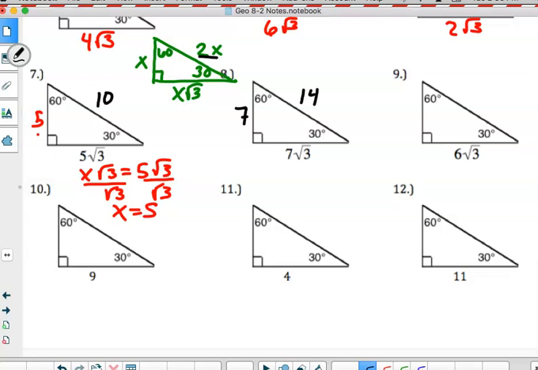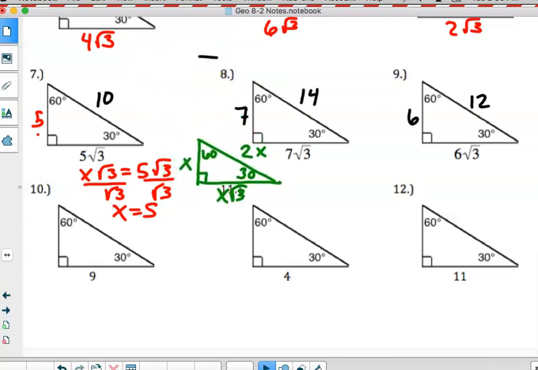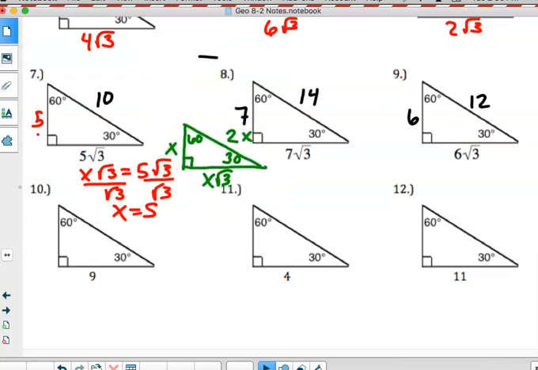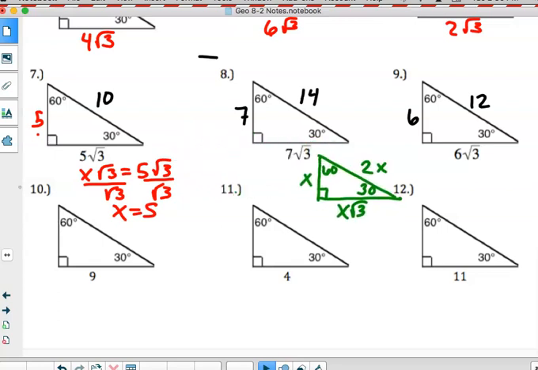You do 9. Go! Okay, I didn't even have to shut it off. You're that fast. 6 and 12. I hope you're noticing our pattern. I'm just pulling our pattern along. Now, just like the 45-45, our pattern is going to meet a challenge.